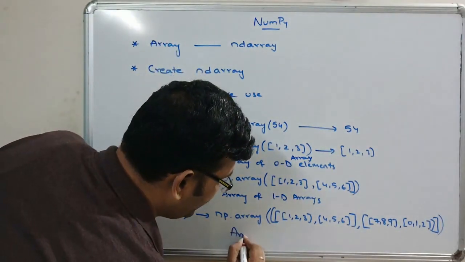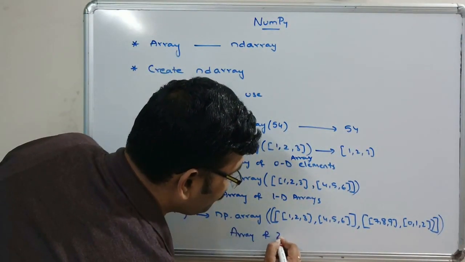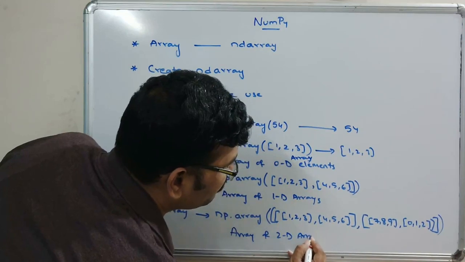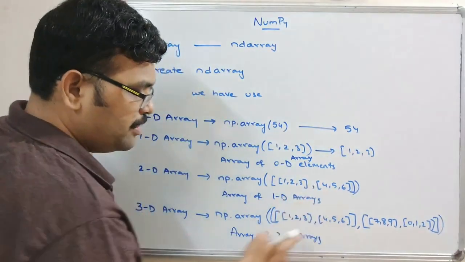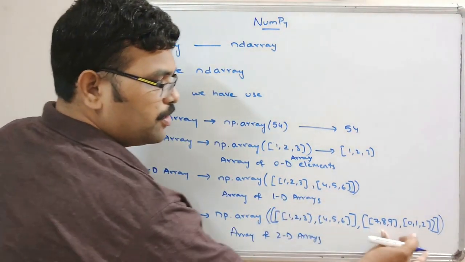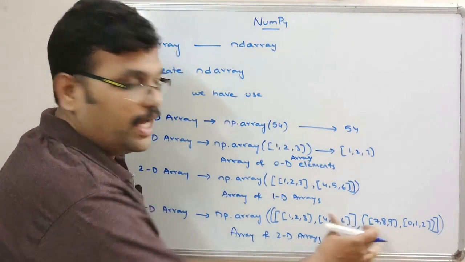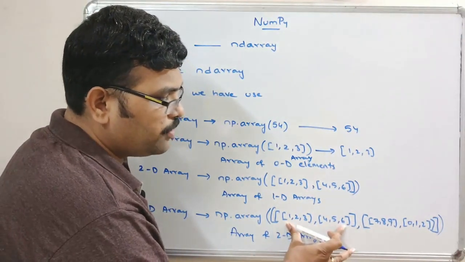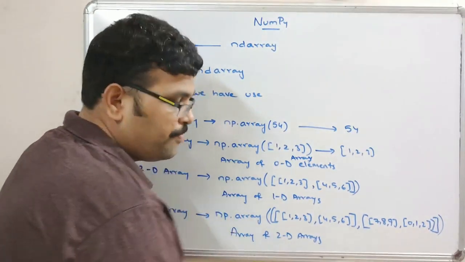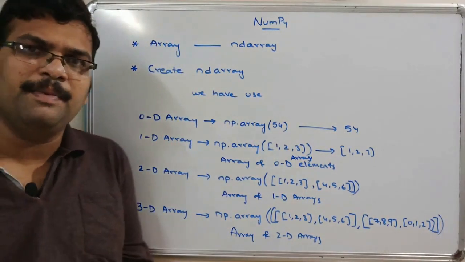So we can define it as an array of 2D arrays. See, this is the 2D array. Here we are giving two elements of 2D arrays, two 2D arrays. This is one 2-dimensional array, this is one 2-dimensional array. So like this we can create the n-dimensional array.